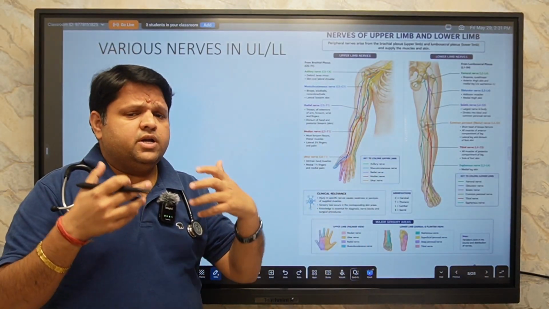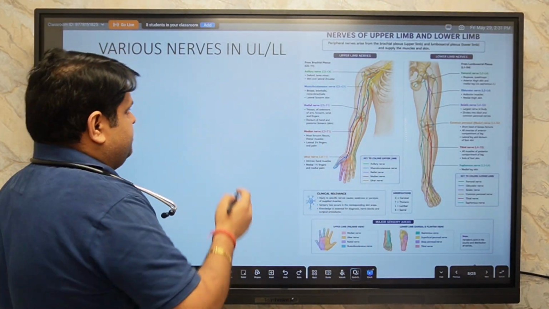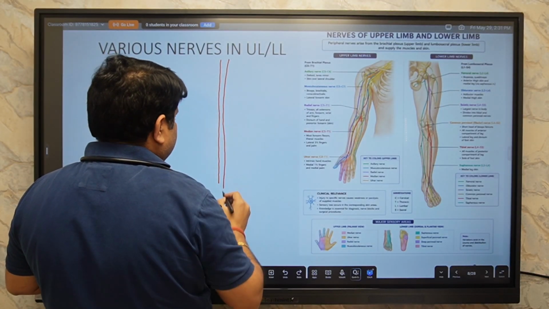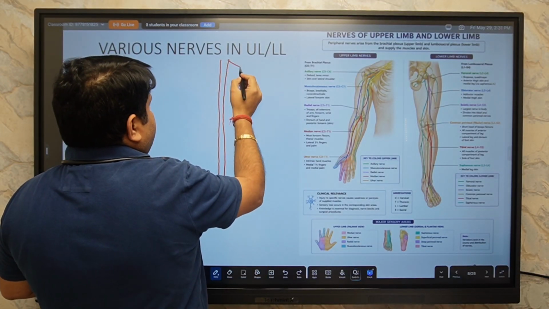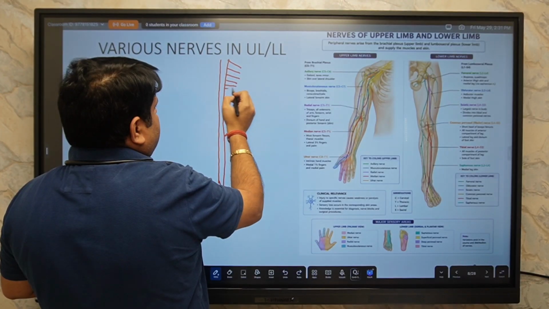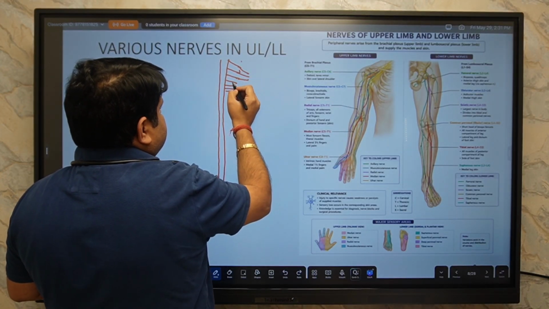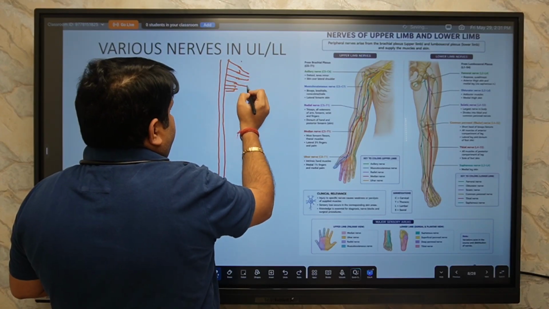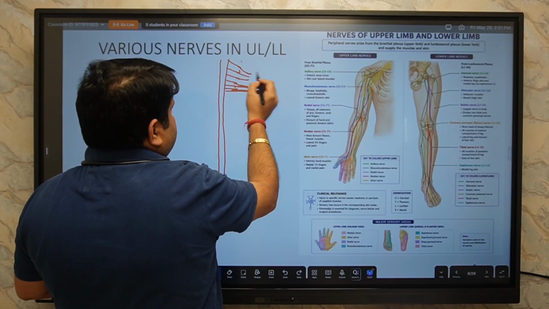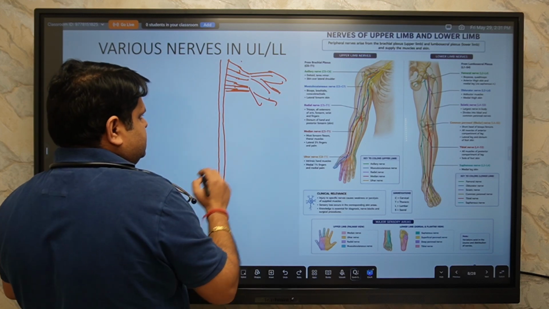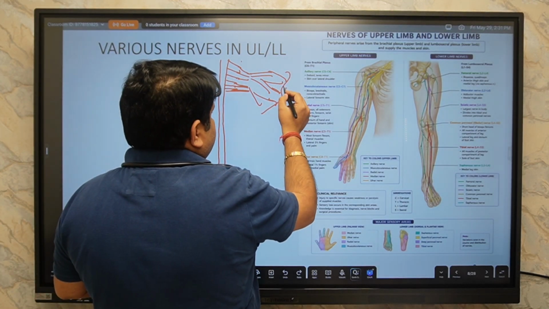Now a brief about the nerves in the body. So basically if we discuss, this is the spinal cord. At the level of the cervical cord, there are multiple roots: C4, C5, C6, C7, C8, T1. They arise and form the plexus. And the plexus gives rise to multiple nerves.